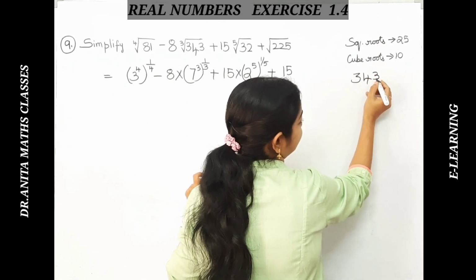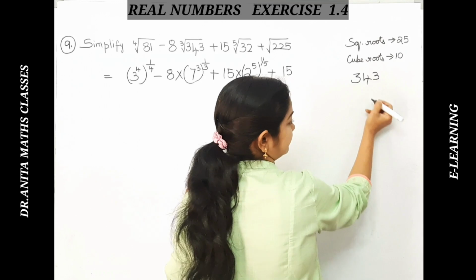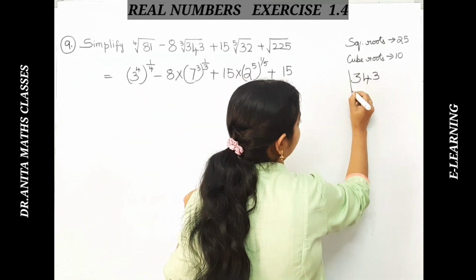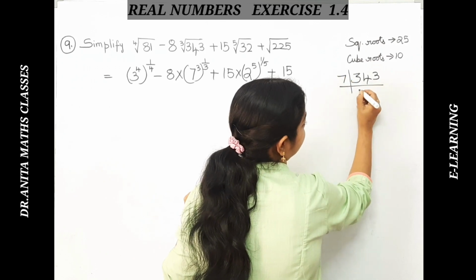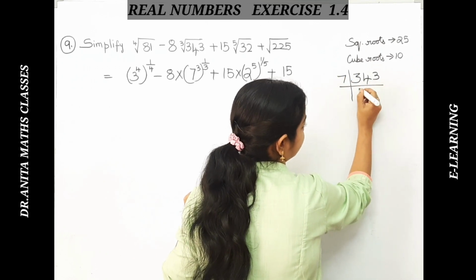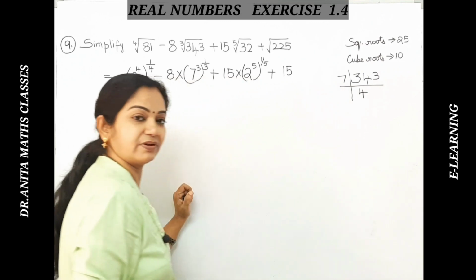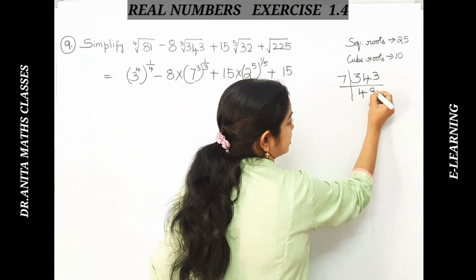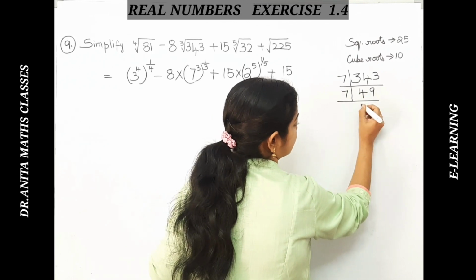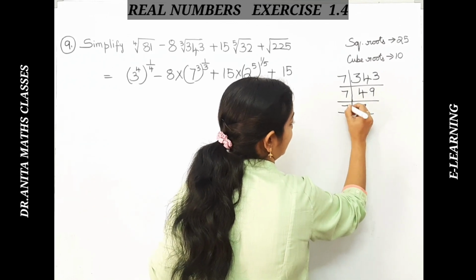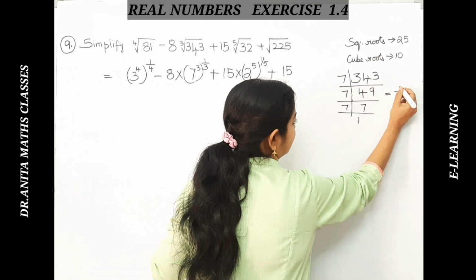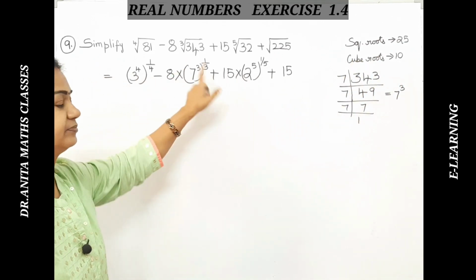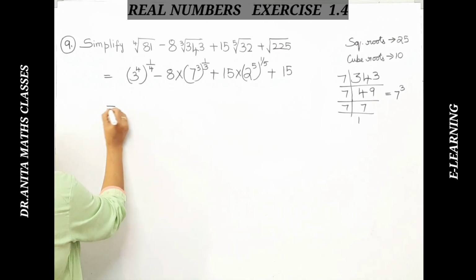So this number, 9 plus 4 is 13. That also doesn't go with 3. Doesn't go. So let's start with 7. 7 5s are 35. So 7 4s are 28, so 6 is left over, 63 here. 7 9s are 63. So 7 7s. 7 1s. So this is clearly 7 cube. 343 is 7 cube. So that you have to remember. Yes. Now we will simplify.